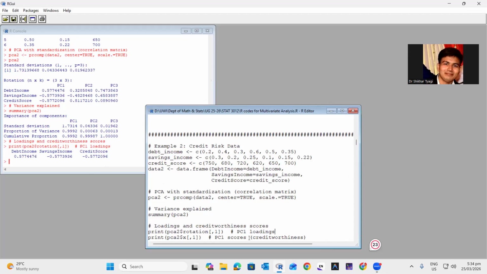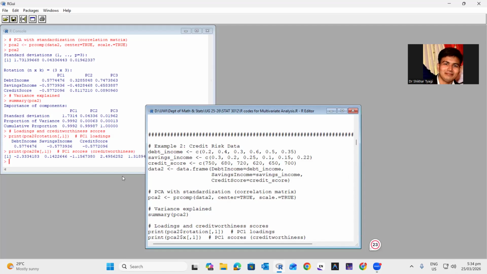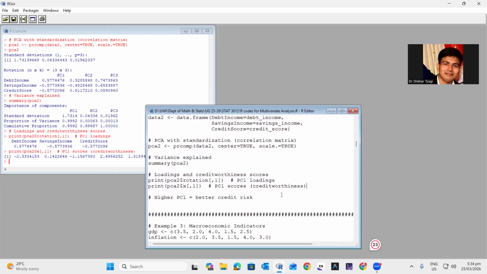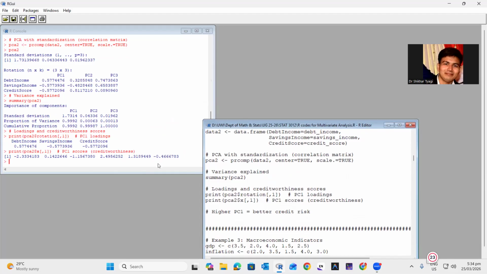After that, we will check the scores, using pca$x. These are the PC1 scores. We see that some values are negative and some are positive. A negative value indicates good creditworthiness, and a positive score indicates poor creditworthiness.